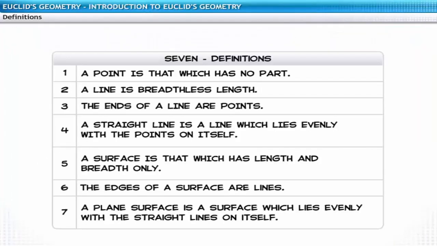Thus we have seen the 7 definitions proposed by Euclid. With these definitions, Euclid tried to describe the fundamental elements of geometry. To conclude, he tried to explain about the concept of dimensions and the elements associated with it, like a point has no dimension, a line has one dimension, and a surface has 2 dimensions.